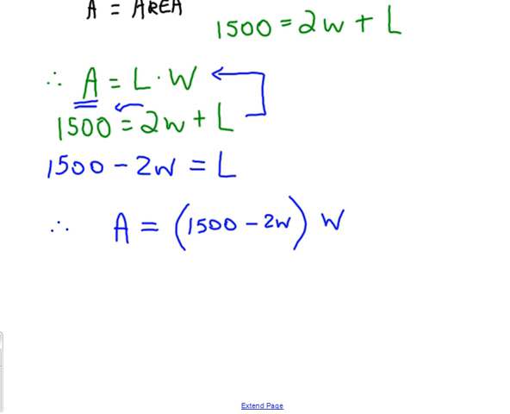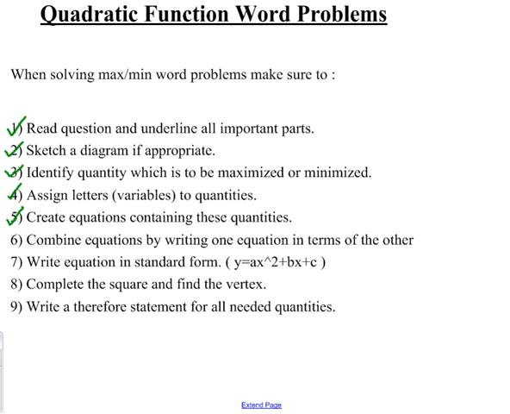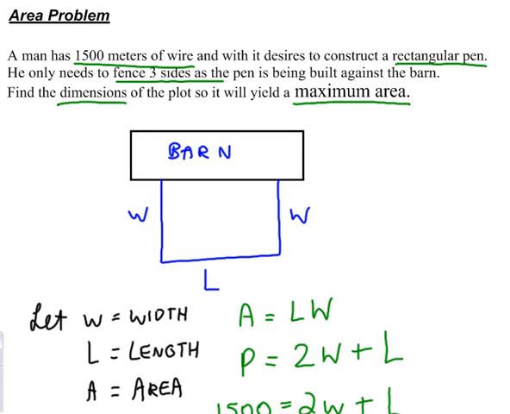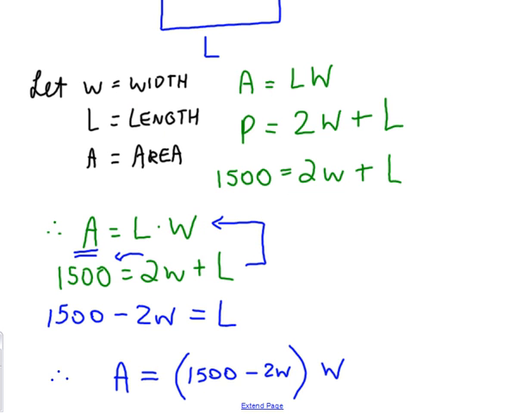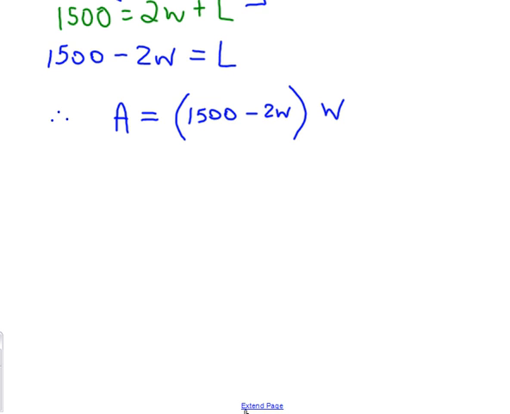Okay, let's refer back to our steps. We've combined the equations now. Step 6: now write the equation in standard form. Well, we actually want to write it in general form, so I'll do that part with you. Area in terms of width, that's the input, equals, multiply this through, minus 2w squared plus 1500w.